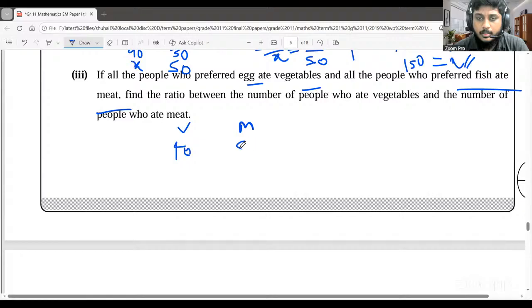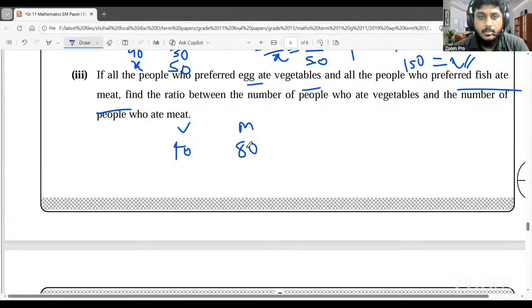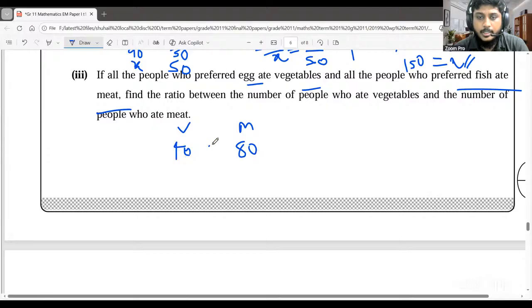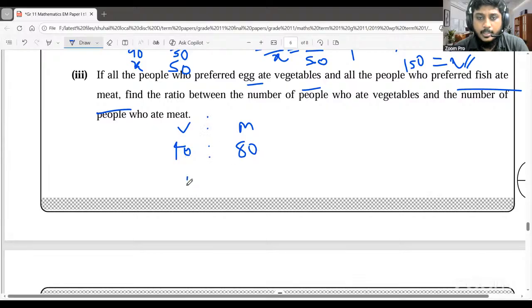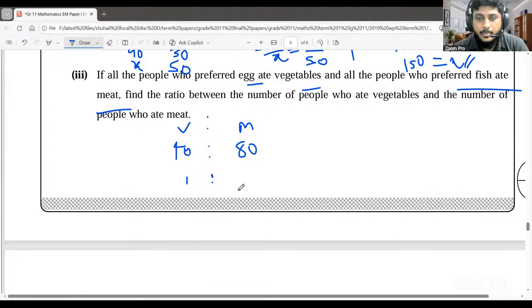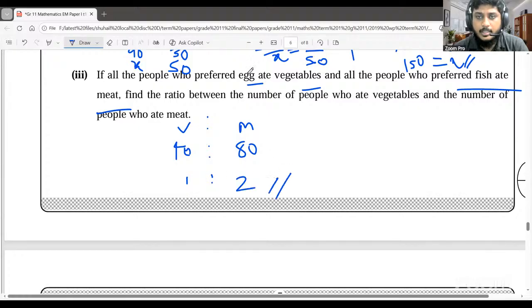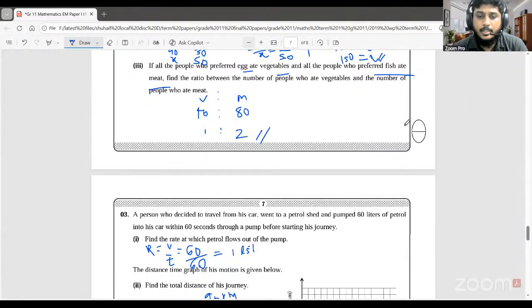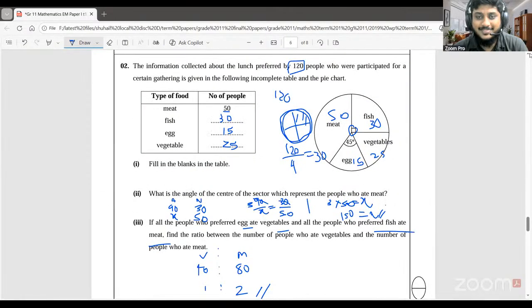Then they have asked the ratio between the number of people who ate vegetables and meat. 40 is to 80. Here we can write 40 is to 80, that means 1 is to 2. It's a very simple question. Is it clear? Yes, sir. Nice. Good.